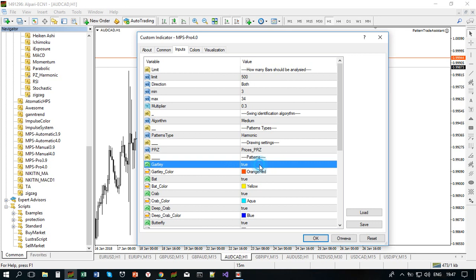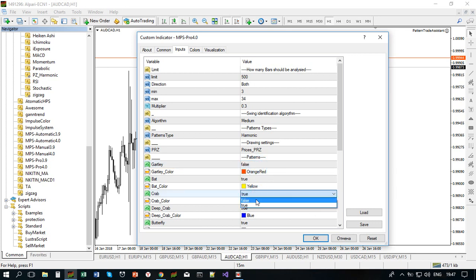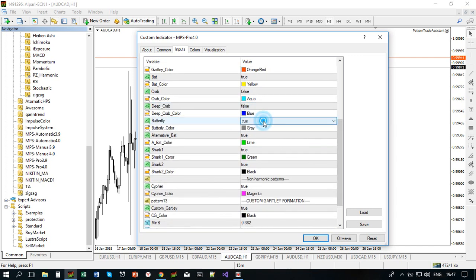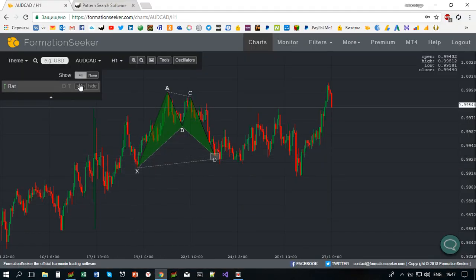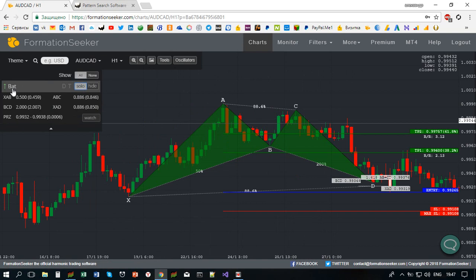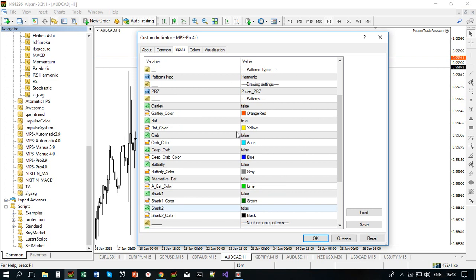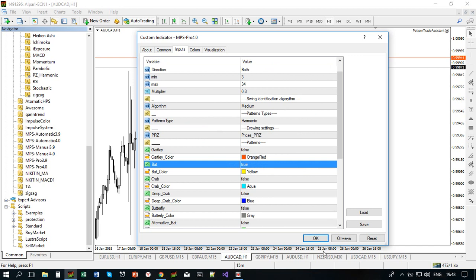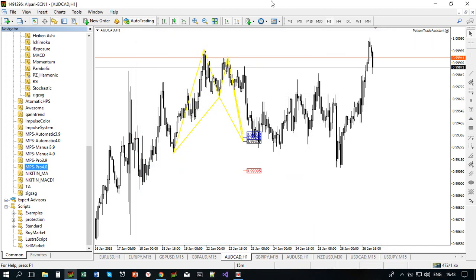Medium is one of the most commonly used algorithms to find the patterns. And in order not to overload you with the patterns, I will disable Gartleys, I will disable crabs, I will disable deep crabs, butterflies, alternatives, sharks, shark 2. So simply disable them all. Let me go back to see what this pattern is. It is a bat pattern. You see, bat pattern. Okay, perfect. So I will only leave the bat pattern, so you will see if it can find the same bat pattern that is displayed. Yes, it can.